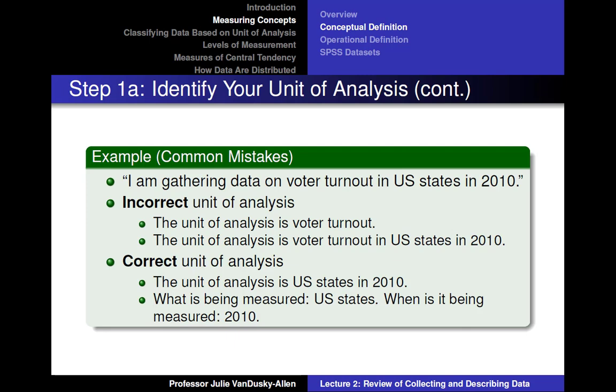So imagine you were gathering data on voter turnout in states in 2010. The unit of analysis for this variable is not voter turnout. It is not voter turnout in U.S. states in 2010. The unit of analysis is just states in 2010. What is being measured in this variable? The U.S. states. When is it being measured? 2010.